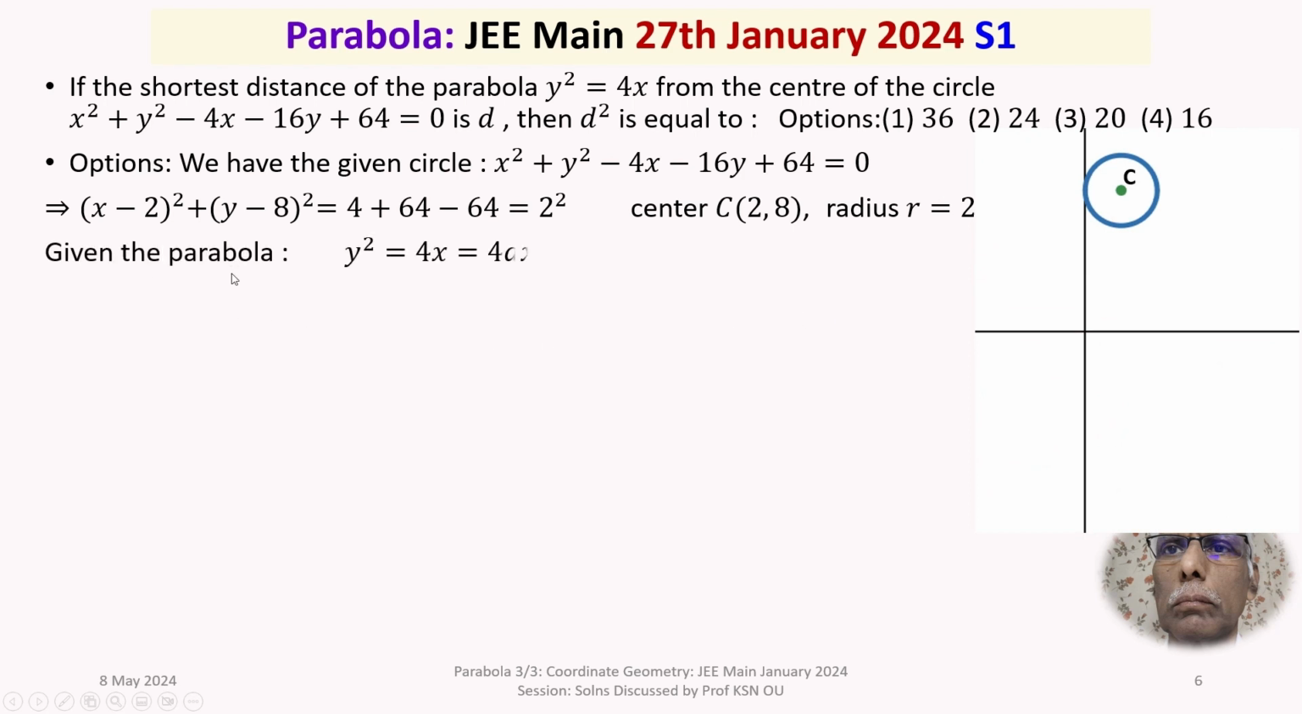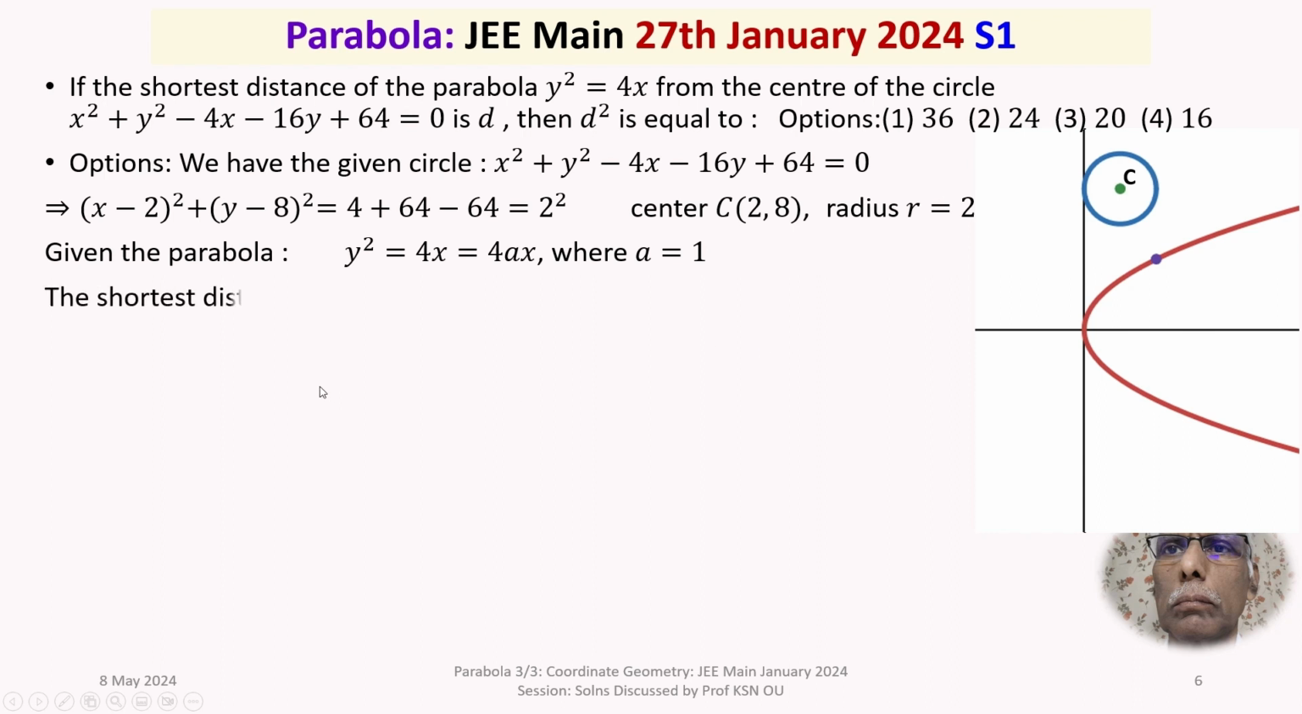Given the parabola y square is equal to 4x, we think of it as y square is equal to 4ax with a is equal to 1. It's a parabola opening rightwards. So this is your parabola.